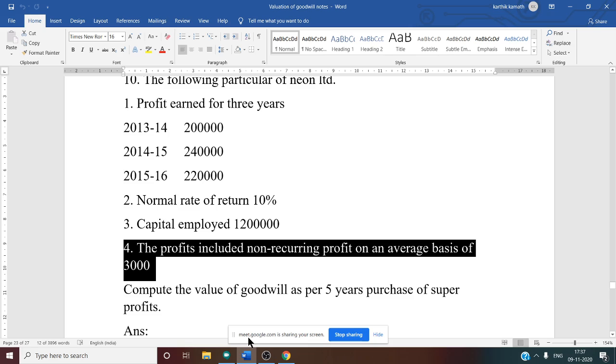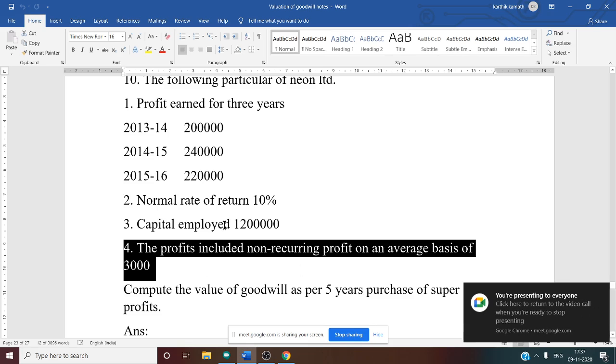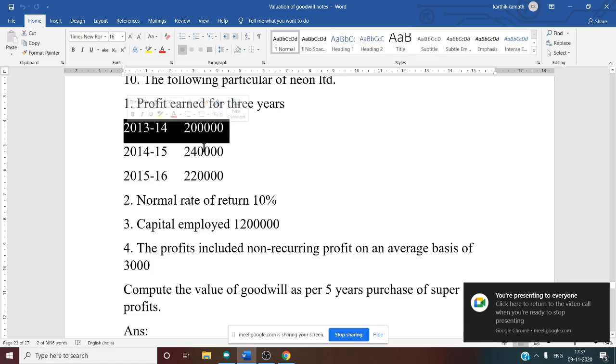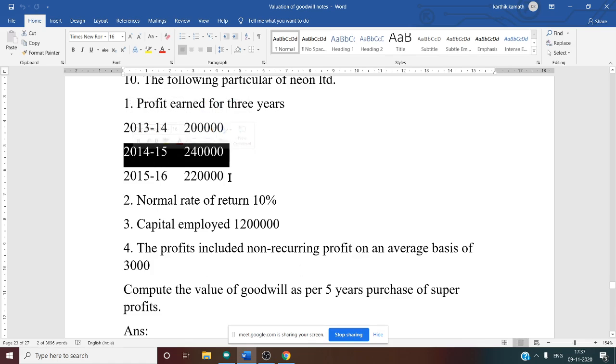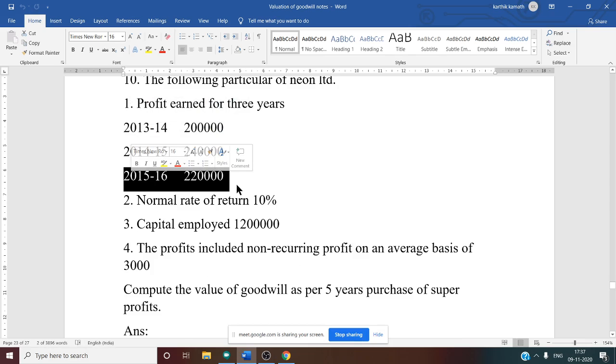See this, they have said average basis 3,000, which means from every year you need to deduct this 3,000. Why? Because a non-recurring profit is one kind of non-business income. What is the treatment for non-business income? The same thing is applied for non-recurring profit also. So from the previous years' profit, we need to deduct this amount.